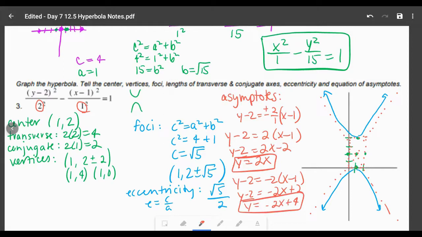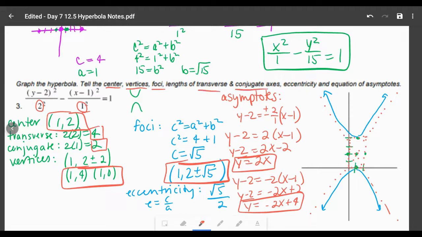So just to verify, we have our center, we have our vertices, we have our focal points, the lengths of the transverse and conjugate axes, and the eccentricity, and the equation of the asymptotes.